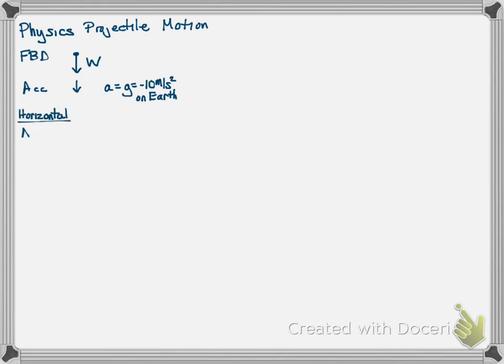We have a couple of situations that we're going to consider. First, let's think about the equations that we have available to us. We have one and only one equation in the horizontal direction, and that is delta x, the displacement in the horizontal direction, keeping horizontal and vertical completely separate, is equal to the horizontal velocity times the time.